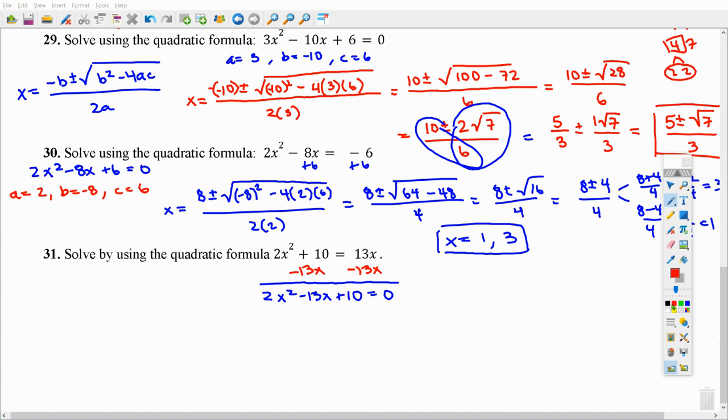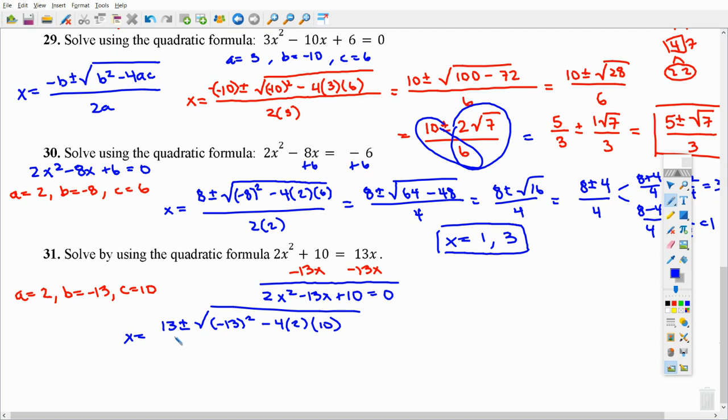All right, and so here, find your a, b, and c. A is 2, b is negative 13, c is 10. All right, and then set up that quadratic formula. So negative b, so opposite of negative 13 is positive 13, plus or minus negative 13 all squared, minus 4 times 2 times 10, all over 2 times 2. All right, and then just keep going, simplify until you can't anymore.